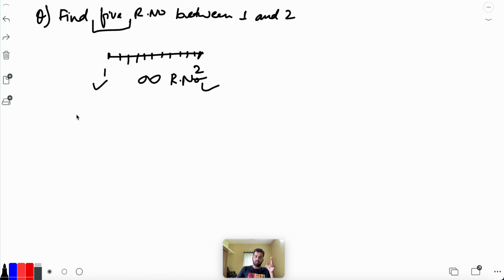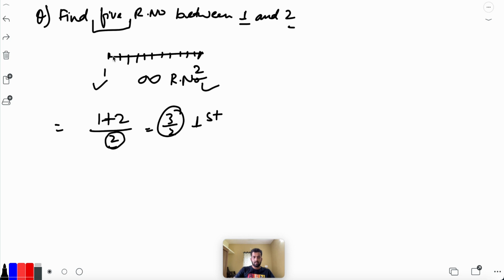What can we do? One process is somehow lengthier, but it is a basic process. I will tell you the basic one only. Whatever numbers are given, what are the numbers given? 1 and 2. Add them, 1 plus 2, and every time divide by 2. What is the answer? 3 by 2. This one is our first rational number. I am dividing by 2, which means we are dividing this number line into 2 equal parts, right? Somewhere in this part 3 by 2 will come, right?